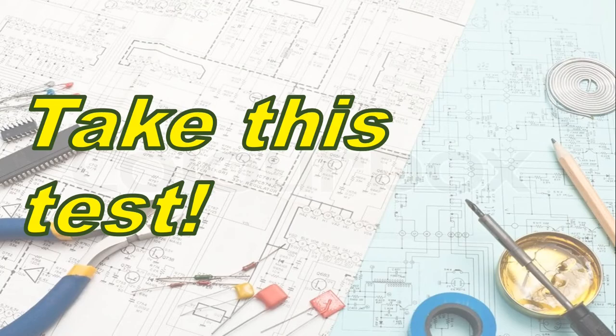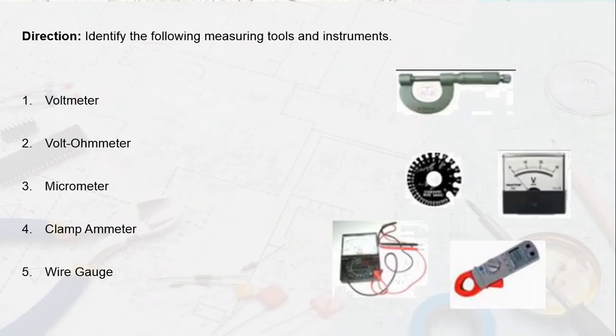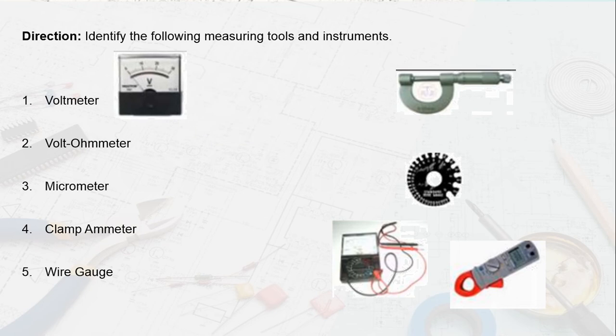Before we proceed to our lesson, let's have a short test. The direction is you need to identify the following measuring tools and instruments. Number 1 is voltmeter. Alin kaya sa 5 pictures na ito ang nagre-represent sa voltmeter? Okay, ang voltmeter ay yan. Nakikita nyo naman meron siyang letter V sa gitna.